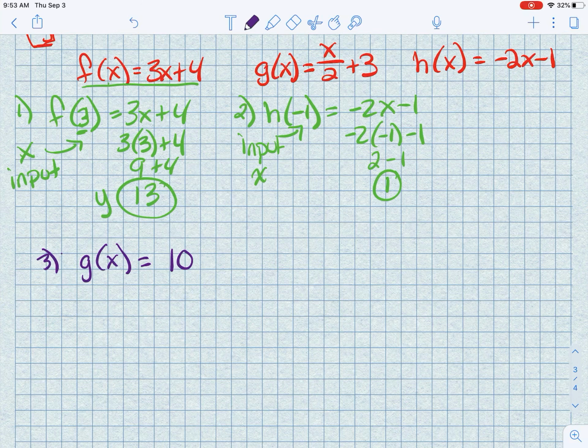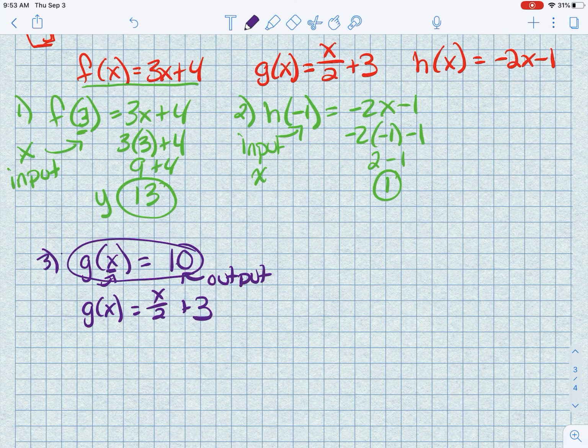that 10 is equal to g of x. Is it our x value? No, because our x value would have gone right here. That would have been our input. So this is our output. So if g of x is normally x over 2 plus 3, and I tell you that g of x equals 10, I'm going to take that 10, snatch that 10, and put it in for g of x. So I have 10 equals x over 2 plus 3.